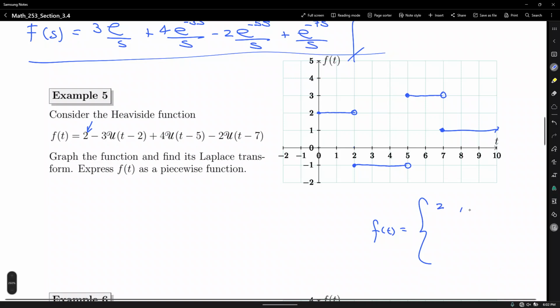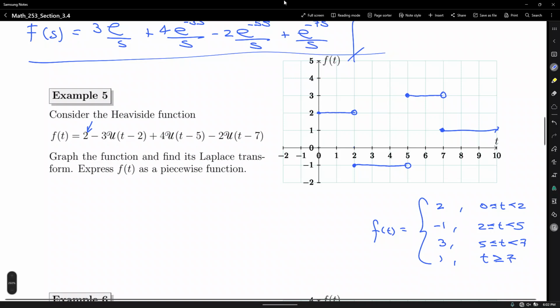And that's 2 between 0 and, oh, excluding the 2. And then y equals -1 between 2 and 5, and then 3 between 5 and 7, and then what do we have? 1 for all values of t greater than or equal to 7. All right.